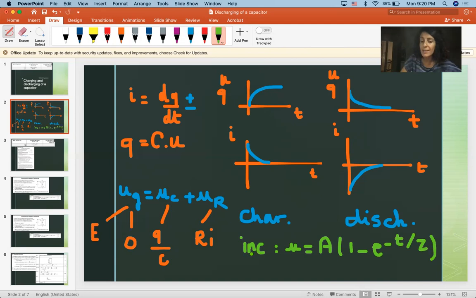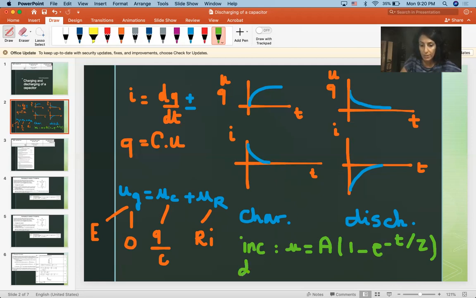Okay? This is in case you have any increase. A, what is A? To be able to find A, it is the maximum value. So if we're talking about U, the maximum is big E. If we're talking about the current, the maximum is big I, all right?